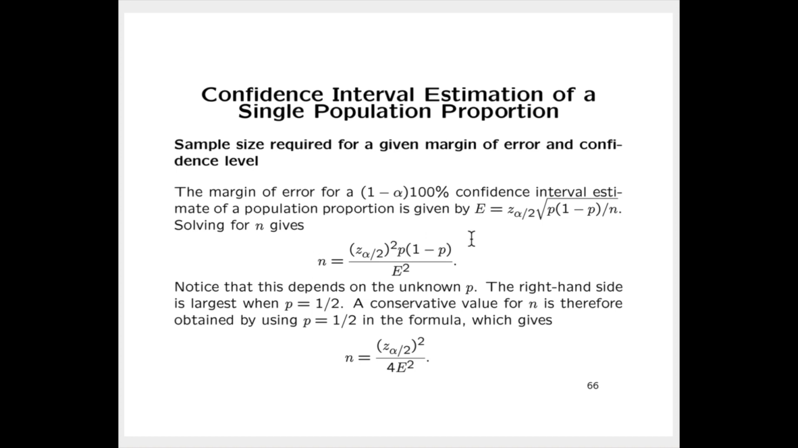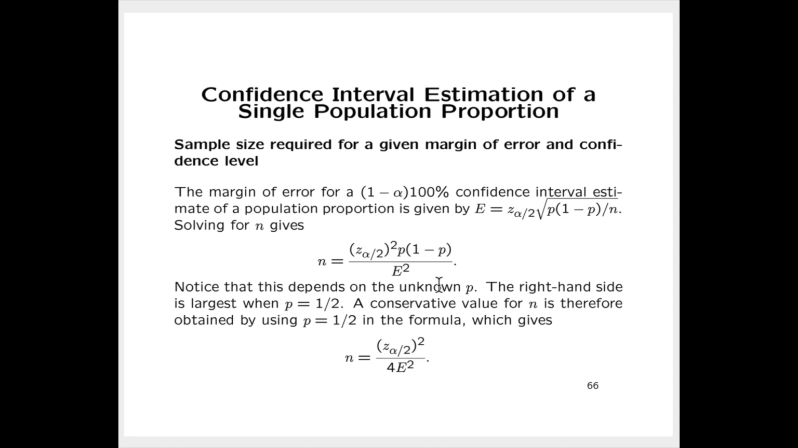If P is 1, then this part is 0, and this whole expression for n is 0 again. But if P is bigger than 0 and less than 1, then P times (1 minus P) is going to be positive, and it's going to vary. And the maximum value that it attains is 1/4, and that happens when P is equal to 1/2.